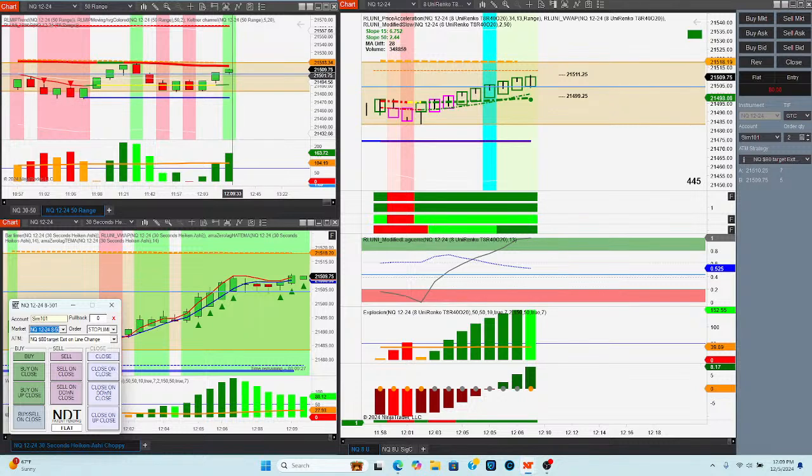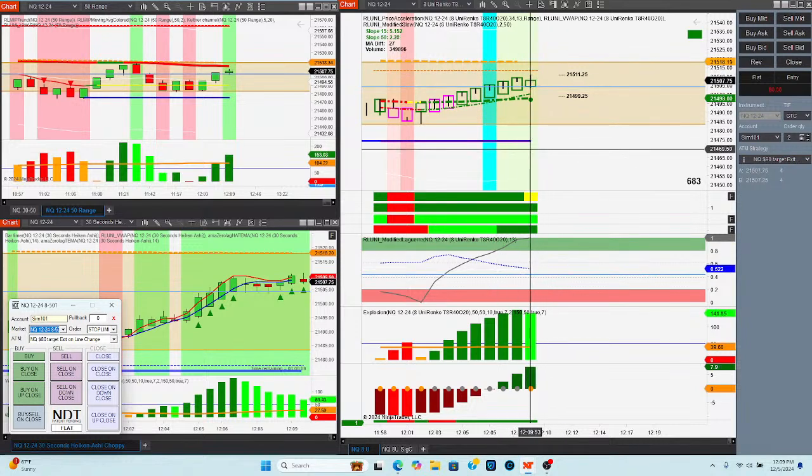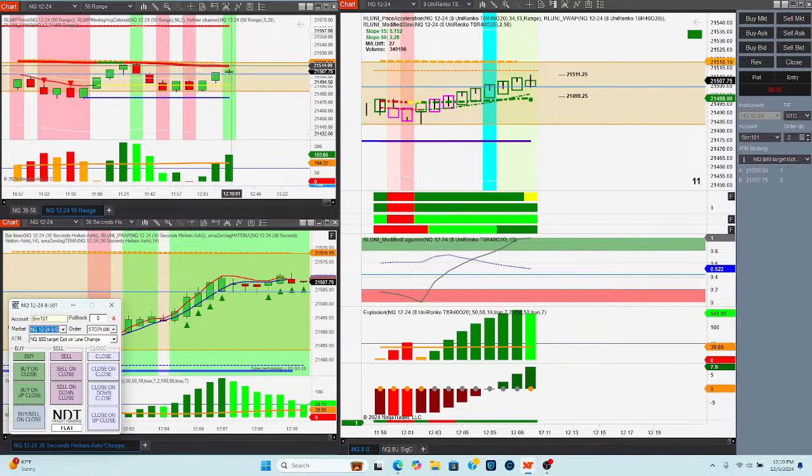Now, I'm looking at this and, well, what do I really like about this signal here? Well, I like the explosion. My Laguerre, my fractal's going down. That's really important. It's a big pullback. Green bias. Now, it's not a C2. Now, what don't I like about it? The 50 moving average.